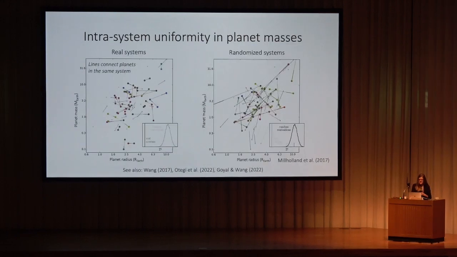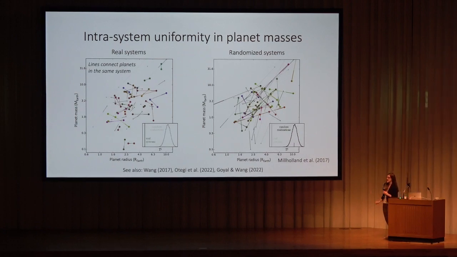sizes. The inter-system uniformity extends to masses as well. So in these plots, all planets in the same system have the same color and are connected by lines. We can see that systems tend to cluster on the mass-radius plane. And if we measure the dispersion of planets on this mass-radius plane for these observed systems, they're a lot less dispersed than they would be if the systems were assembled from planets drawn randomly from across the population.